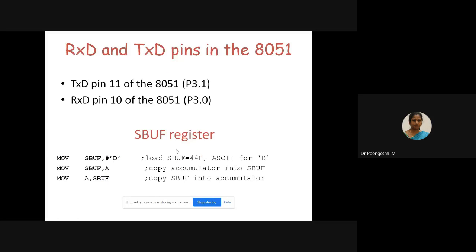The next one is the SBUF register, that is one of the special function registers in serial communication.